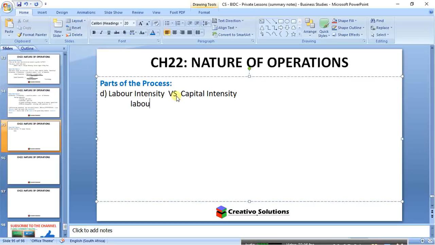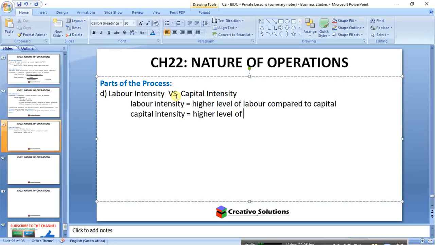Okay, so labor intensity is a high level of labor input compared with capital. So a higher level of labor compared to capital. And then capital intensity is a higher level of machinery or capital, e.g. equipment, to labor.